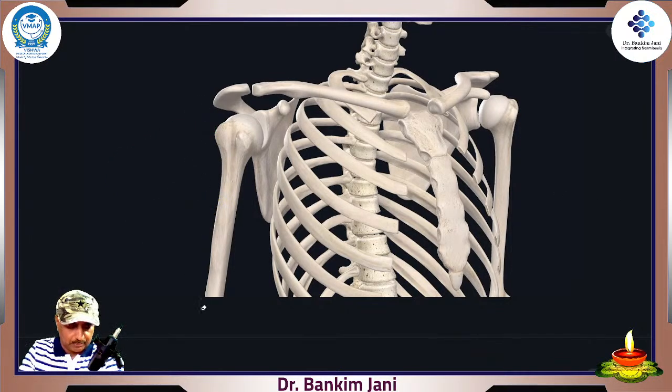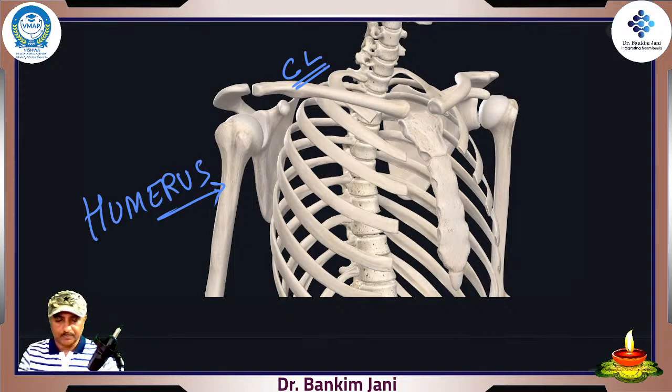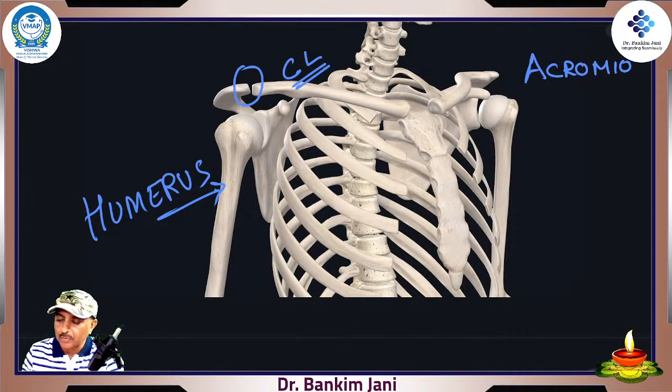Okay, coming back to this. This one is humerus. That one is clavicle. Now I'll start writing in short. So that is clavicle. Now see the joint. This is the joint. So we named this joint as acromioclavicular joint. Excellent, right?